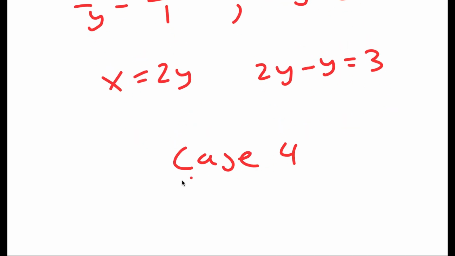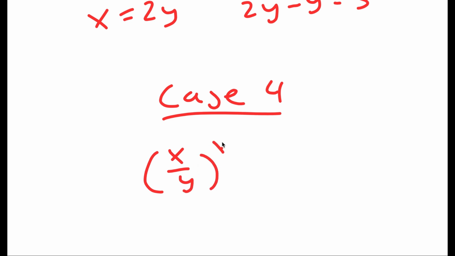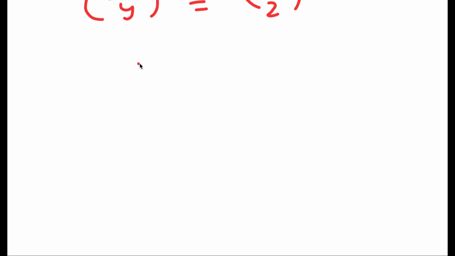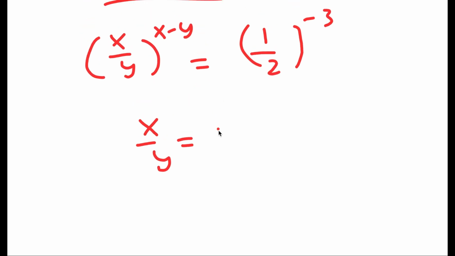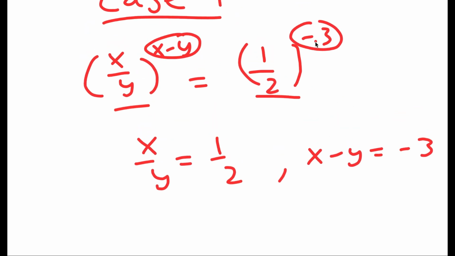now we're going to move on to case 4. And in this case, (x/y)^(x-y) is equal to 8 again, but this time, again, we're changing to 2 to the power of 3, which is (2/1) to the power of 3. And this time I'm going to rewrite this as (1/2) to the power of negative 3. So I get x over y is equal to 1/2, making these two equal, and x minus y is equal to negative 3, making these two equal.